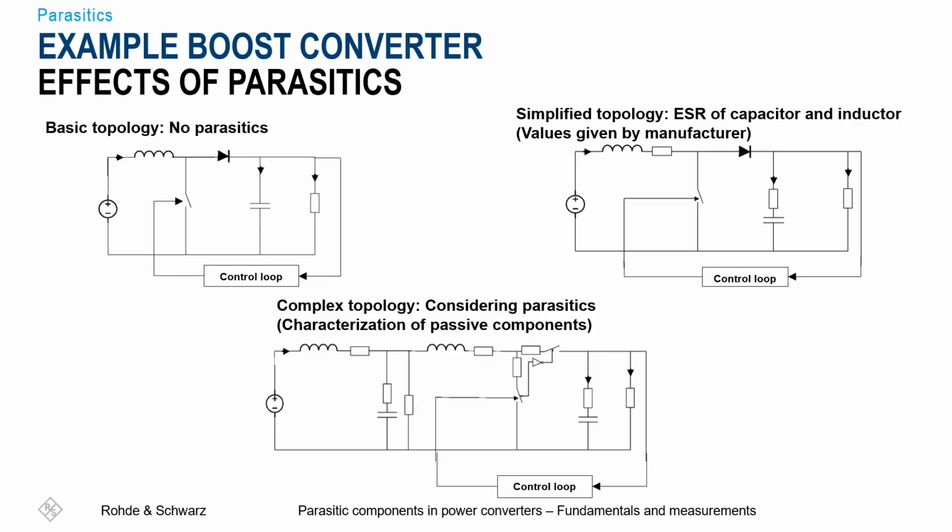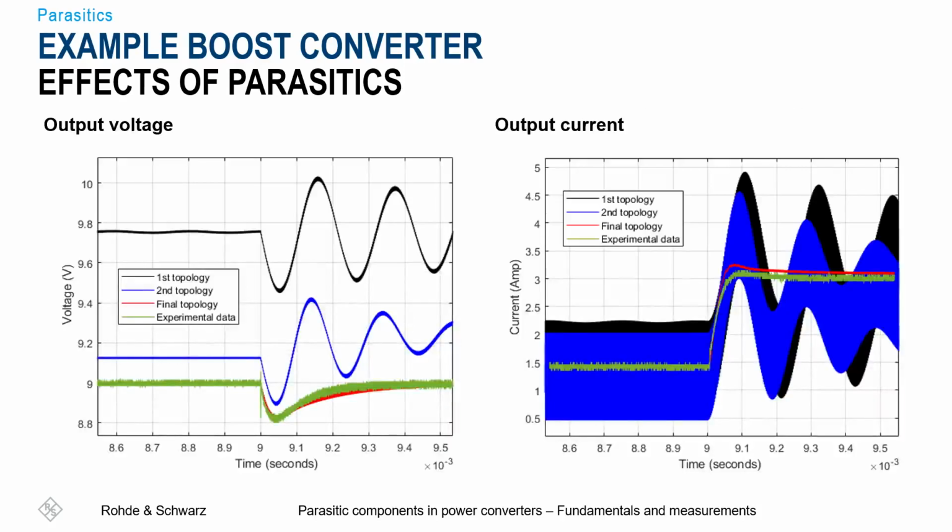Here, we consider parasitics, and the components have been characterized with their different parasitic values, and we are also considering the parasitics of the transistor. So let's check the simulations. In green, we have the experimental data, the actual data of this boost converter, and we can clearly see that for the output voltage, the response is completely different for the first and second topology. Also, at the output current, we can see that the transient response is way different.